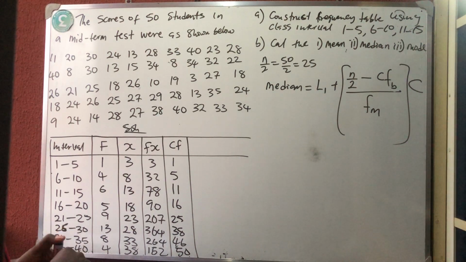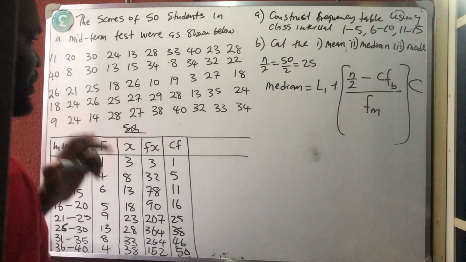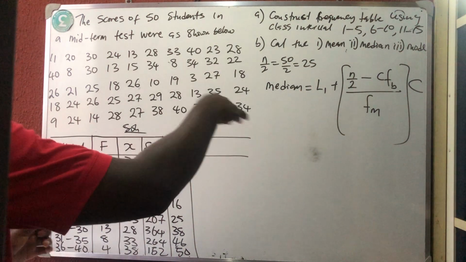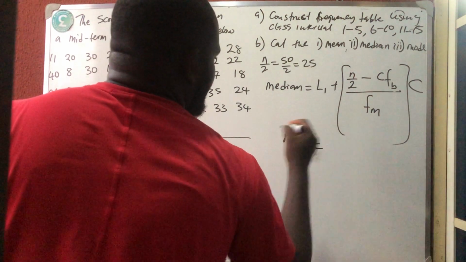Is there another thing I need? The frequency before the median class. So I have my frequency, I have my cumulative frequency, so everything about the median can be gotten. The next one is the mode. What do we need for the mode?